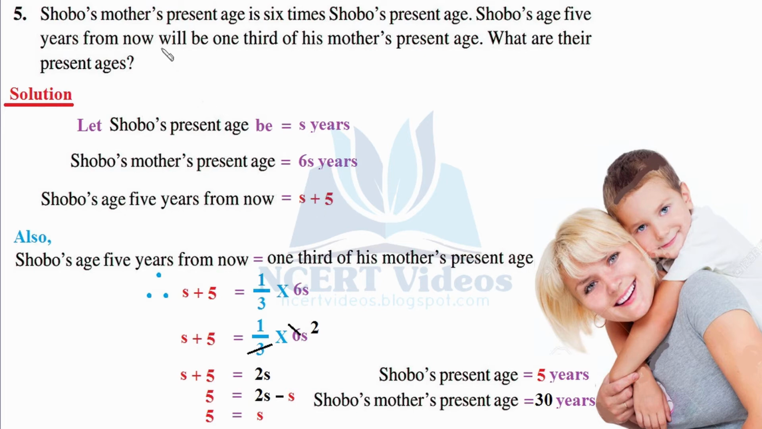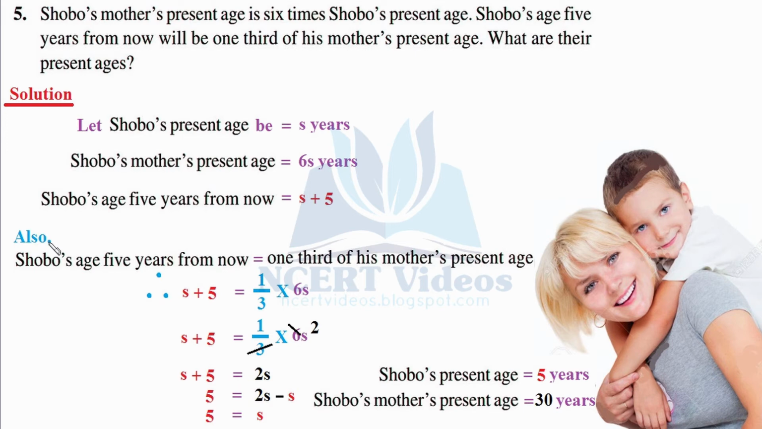Also, the next part of this statement says Shobo's age 5 years from now, which we have found, will be 1/3 of his mother's present age. So here we get an idea, that is, we can form an equation. Will be means that would be equal to 1/3. That means 1/3 of what? Mother's present age. A keynote here is that it is not saying mother's age after 5 years. We shall equate it to 1/3 of present age.